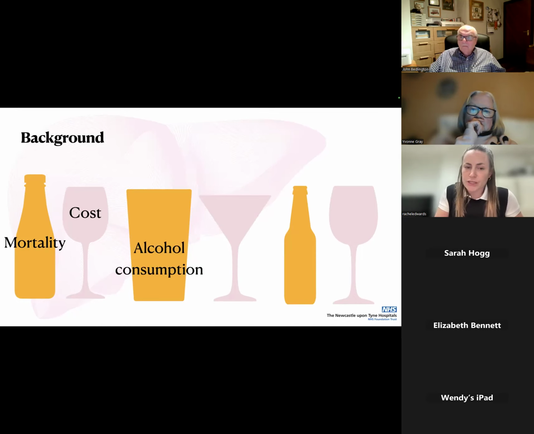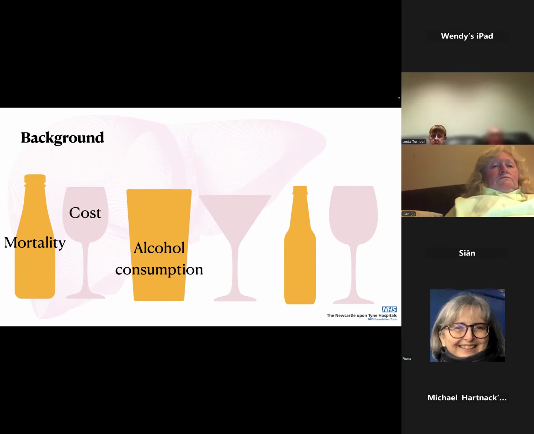Alcohol consumption. So again, over the last 10 or 20 years, our pattern of alcohol consumption in the UK has changed. We've gone from drinking lower volume strength beers and ciders in public establishments with defined cut-off periods by closing time to drinking higher strength volume of spirits and wines at home.